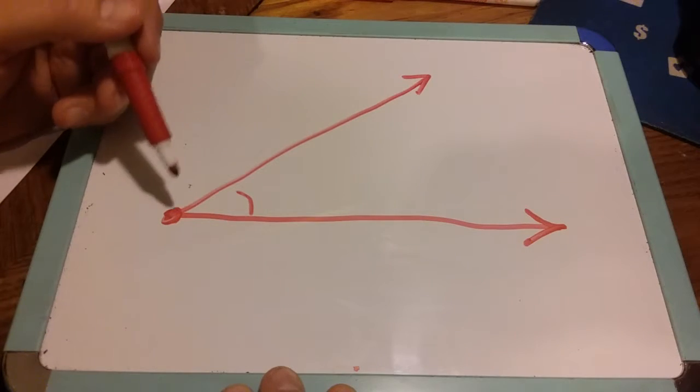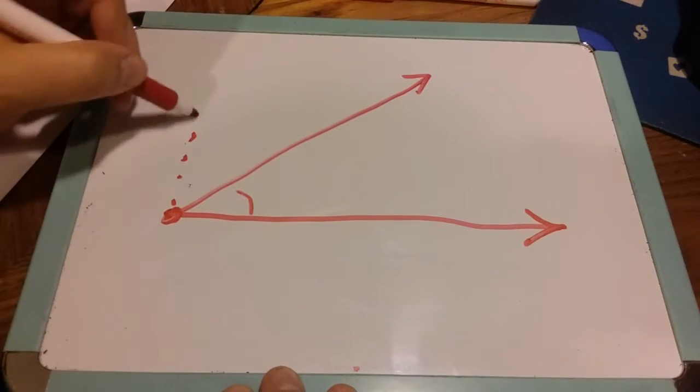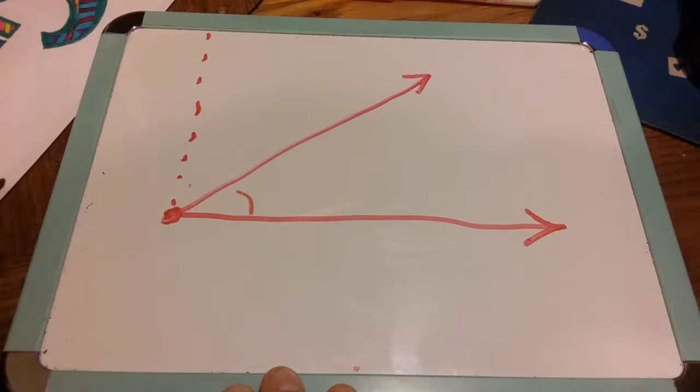So, when you have an angle that is acute, it is less than 90 degrees, because our 90 degrees would be up through there somewhere. So that is an acute angle. The next one we will learn about is a right angle.